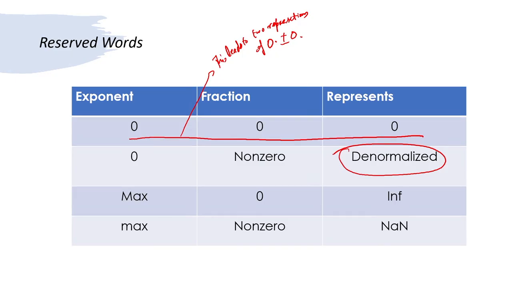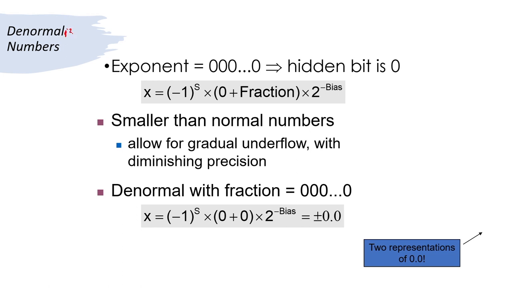The next set of reserved words are denormalized numbers. Denormalized numbers are a special class of numbers whose biased exponent is zero. Since the biased exponent is zero, it is already smaller than the smallest possible representable number. This we should keep in mind. In this case the hidden bit, the leading bit, which for the standard floating point notation is fixed at 1, we have now fixed to 0.